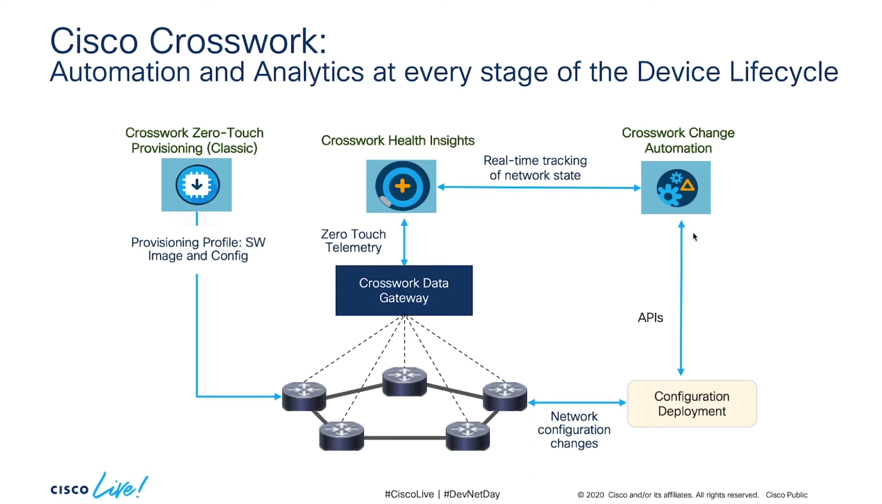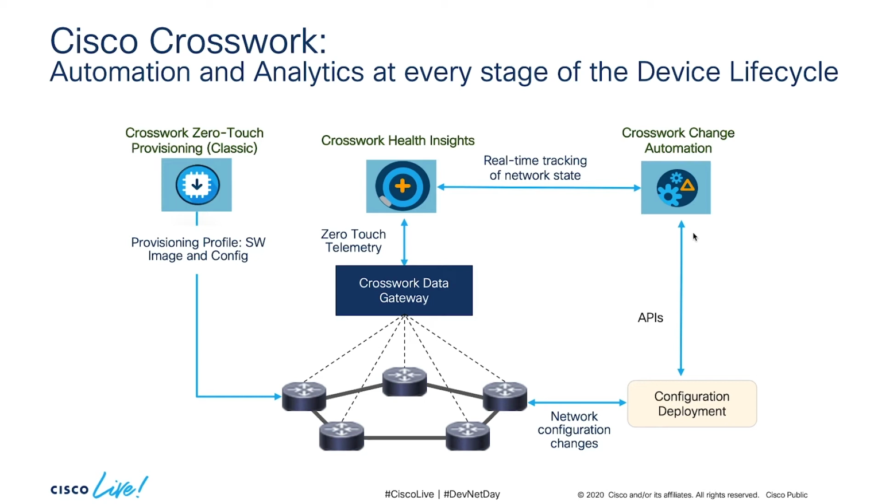This means that Health Insights and Change Automation primarily depend on a device that is already booted up, is accessible, and has certain processes already running like SSH, SNMP, or NETCONF, based on how you want to connect to the device. Beyond that, Health Insights can take a look at telemetry information to monitor the state of the network through the device. And the Crosswork Change Automation system can be used to either initially provision the device to a certain config state or remediate based on analytics and actions provided through Health Insights.